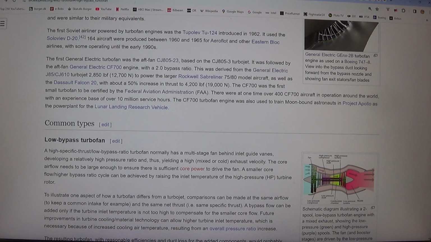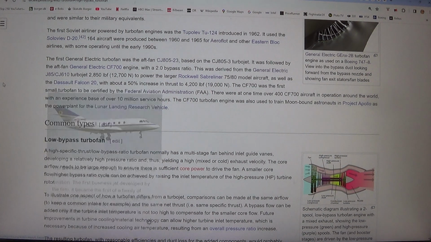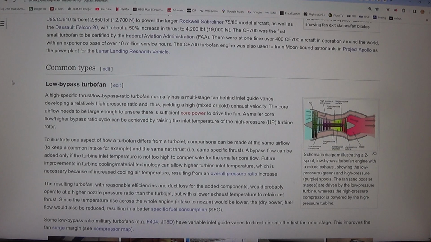This was derived from the General Electric J85/CJ610 turbojet, 2,850 lbf, 12,700 N, to power the larger Rockwell Sabreliner 75/80 model aircraft, as well as the Dassault Falcon 20, with about a 50% increase in thrust to 4,200 lbf, 19,000 N. The CF700 was the first small turbofan to be certified by the Federal Aviation Administration, FAA.